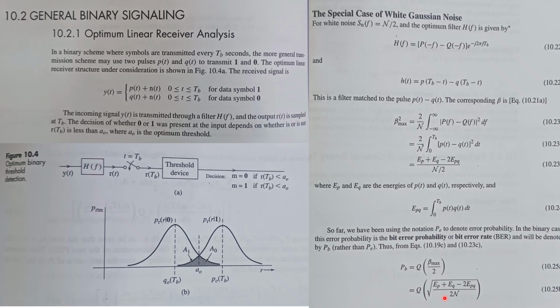Here P is denoting the error probability, and in the binary case this error probability is the bit error probability or bit error rate, and will be denoted by Pb. This is one of the standard equations that you have to remember. So b is representing only binary, P is the probability, and Q is the function we already discussed in our last slide.